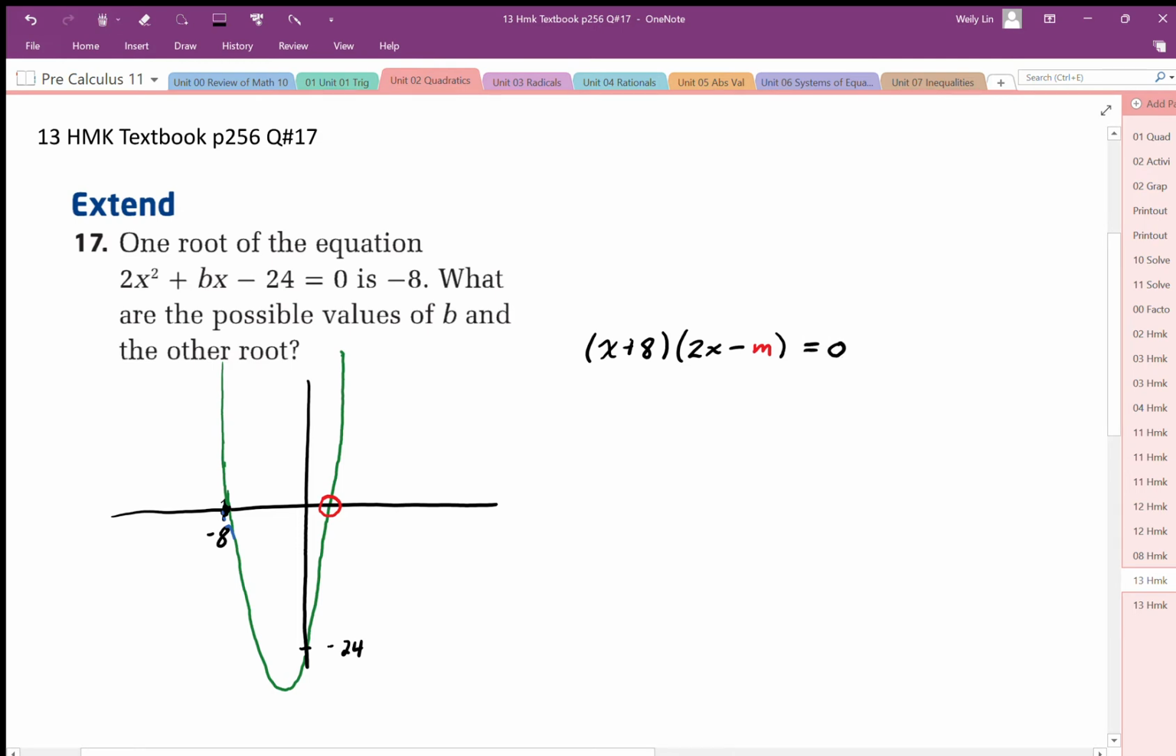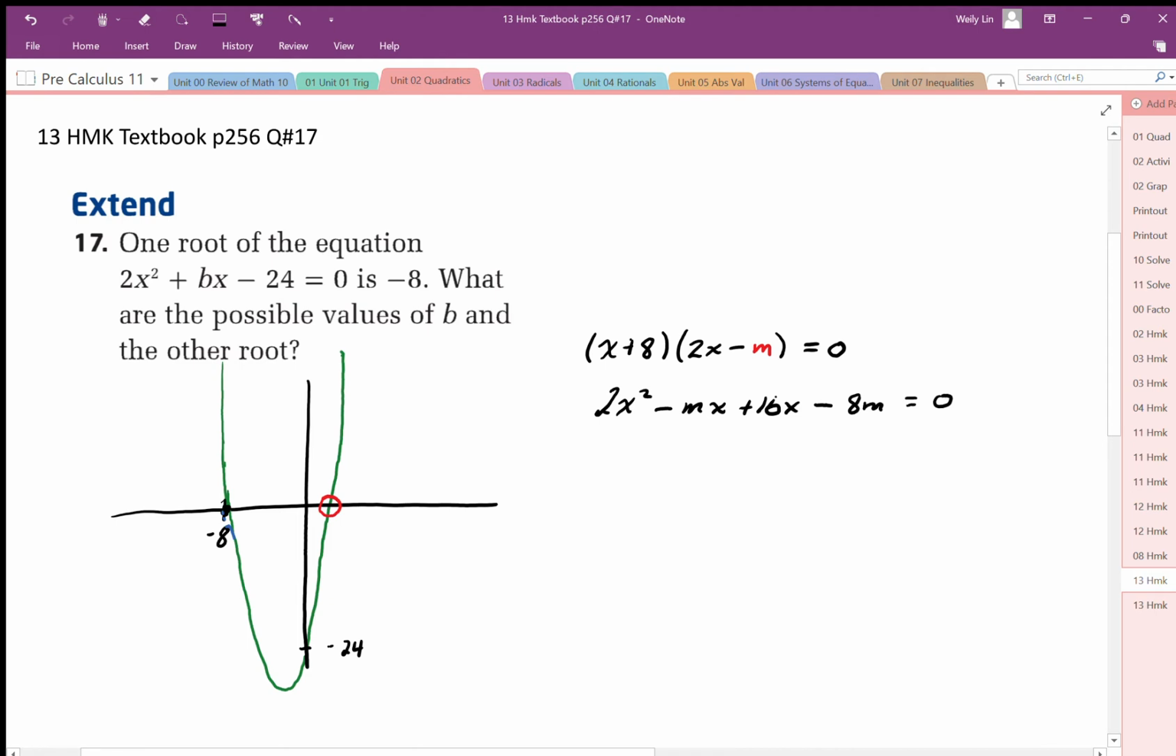And this expression here is equivalent to this expression here. This one has an m, this one has a b. So what we're going to do is use a strategy called equating coefficients. I'm just going to expand this out and make it look like the expression that we were given. Expanding this out, I get 2x squared, negative mx plus 16x minus 8m, and that's equal to 0.